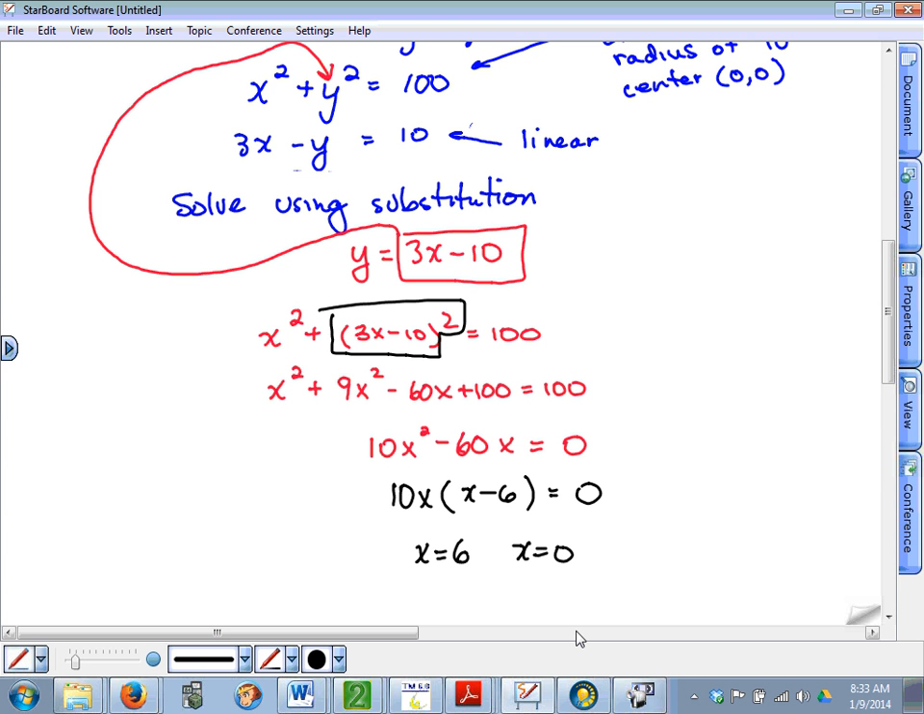So those are the two answers for x, but are we just solving for x? No, we're solving for y. So each of these x values is going to get a particular y value matched to that x value.